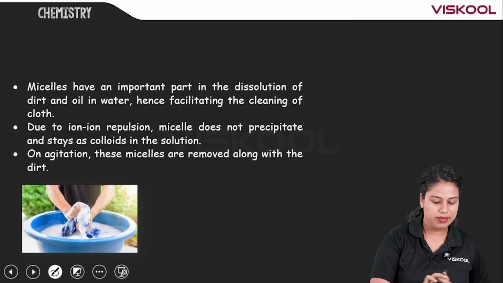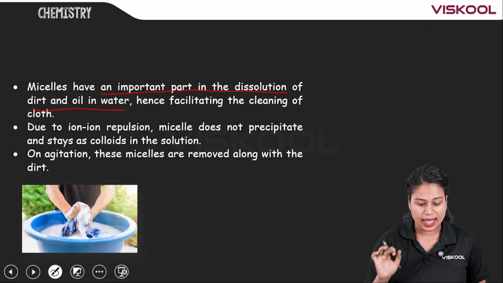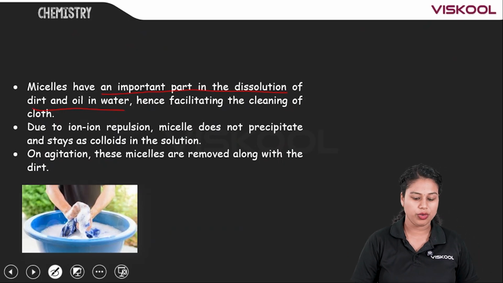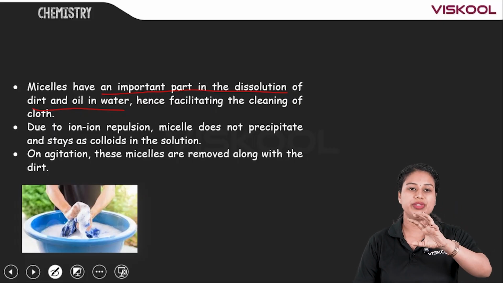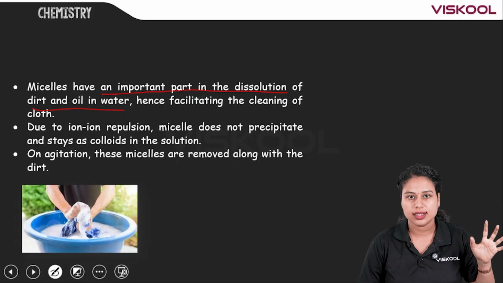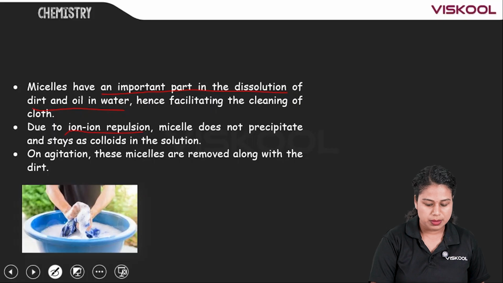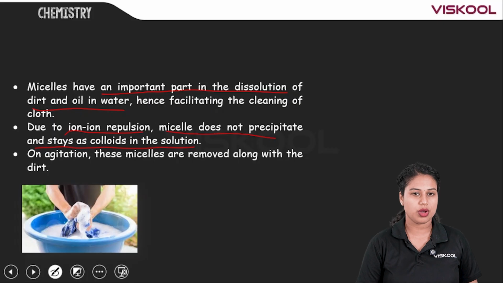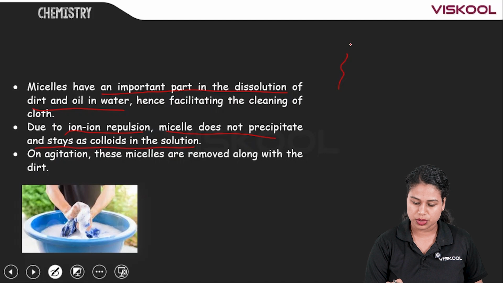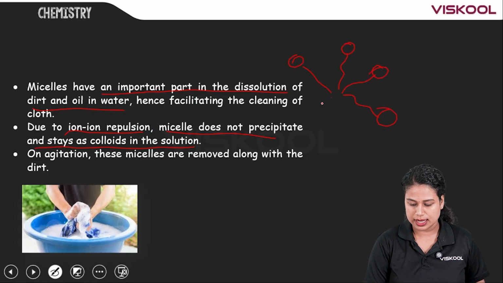Micelles have an important part in the dissolution of dirt and oil in water, hence facilitating the cleansing or the cleaning of cloth. So when there takes place the formation of the micelles around the dirt which is present in our cloth, due to ion-ion repulsion, the micelle does not precipitate and stays as colloids in the solution. If there is a micelle present here, this is one micelle.